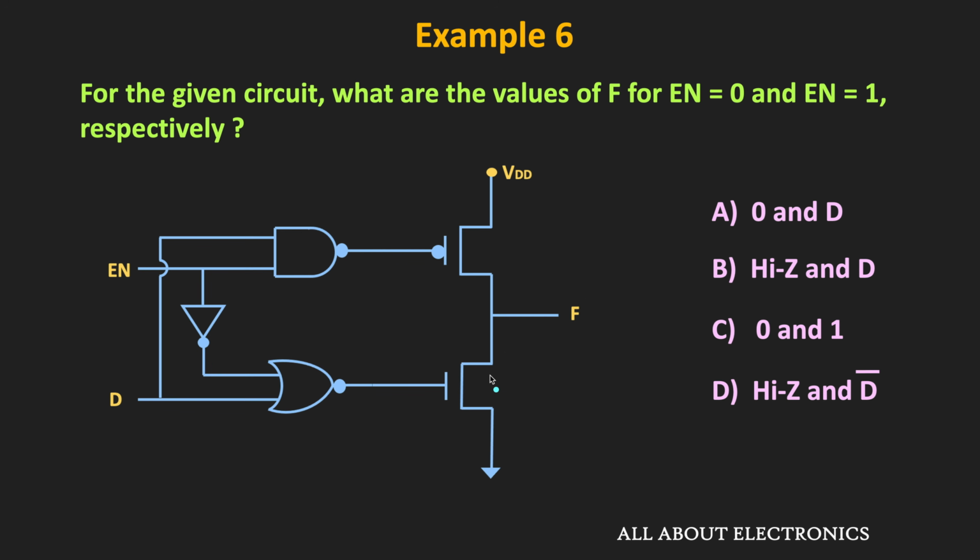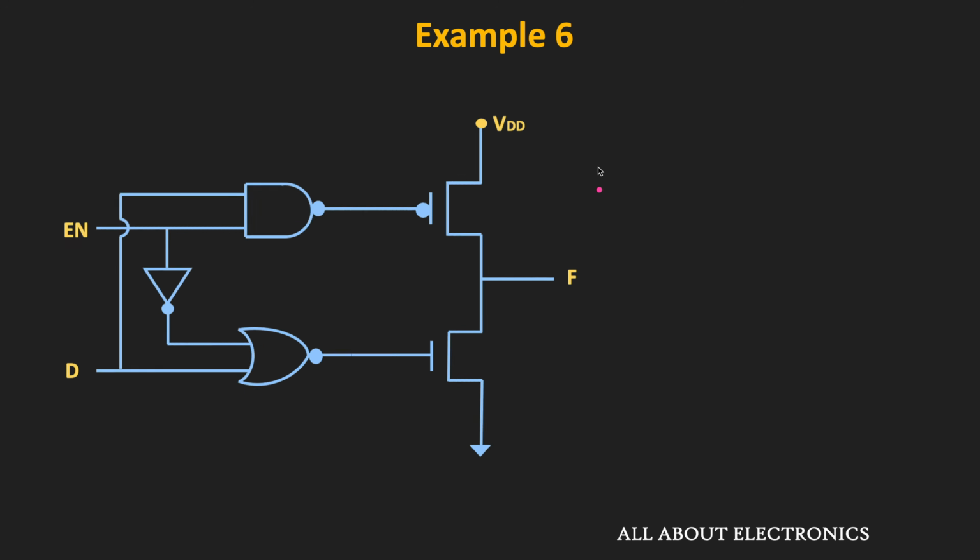So in this question, we have been asked to find the values of the F whenever this enable input is equal to 0 and 1. So first, let us consider the case when this enable input is equal to 0. So whenever this enable input is equal to 0, then the inputs to this NAND gate are 0 and D. And as you know, when any one of the inputs to the NAND gate is equal to 0, then its output will be equal to 1. That means in this condition, the input to this PMOS transistor will be equal to 1.